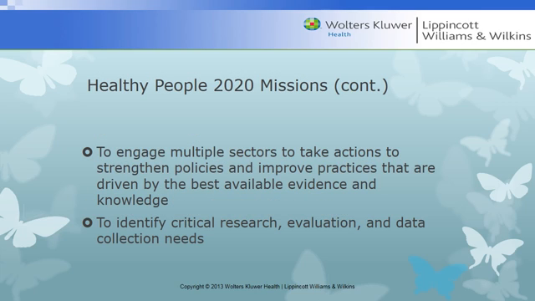The fourth mission of Healthy People 2020 is to engage multiple sectors to take actions to strengthen policies and improve practices that are driven by the best available evidence and knowledge. The fifth mission is to identify critical research, evaluation, and data collection needs. You should refer to the focus areas on page 34 in your textbook.